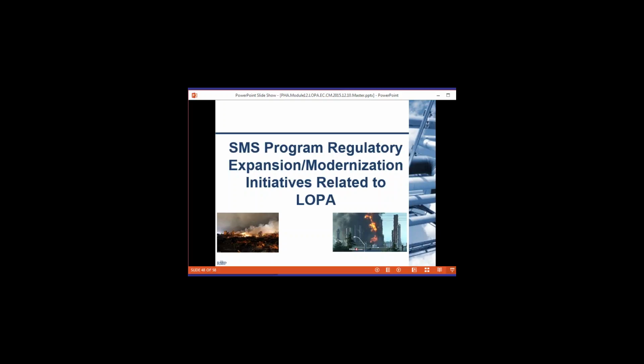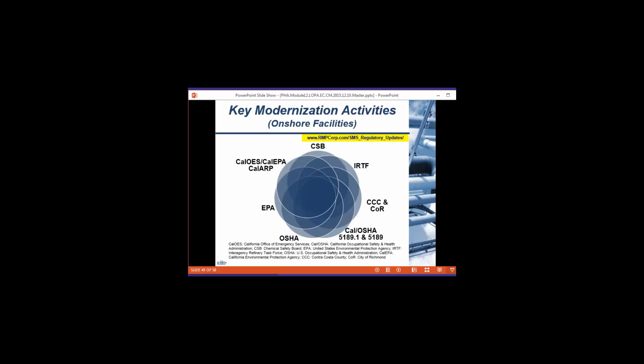The photograph on the left you'll recognize as the tragedy in West Texas. The photograph on the right as an event that occurred at a refinery in California in 2012. What that did is stimulated a lot of activity from different agencies. You'll recognize the Chemical Safety Board, Interagency Refinery Task Force, Contra Costa County, Cal OSHA, Federal OSHA, Federal EPA, and also California Office of Emergency Services and Cal EPA.